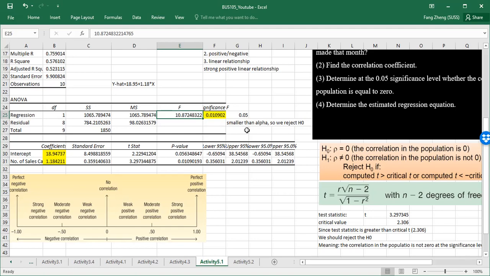So I will end this question here. For those of you who are interested in multiple linear regression, please move on to the next activity. Thank you.